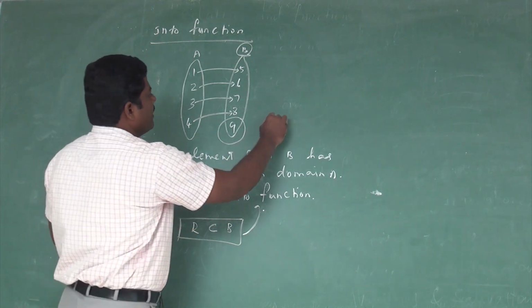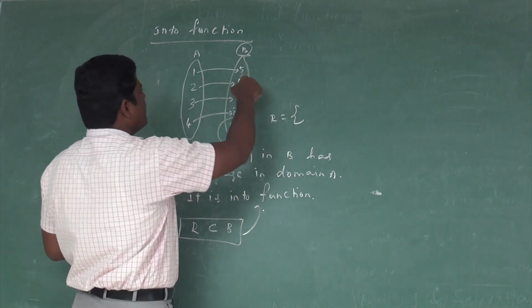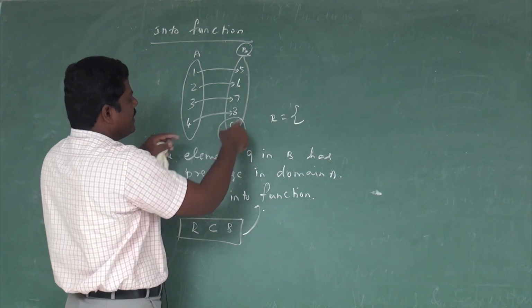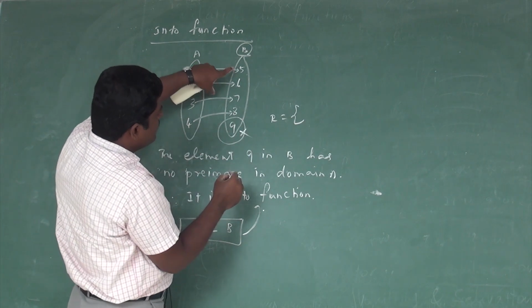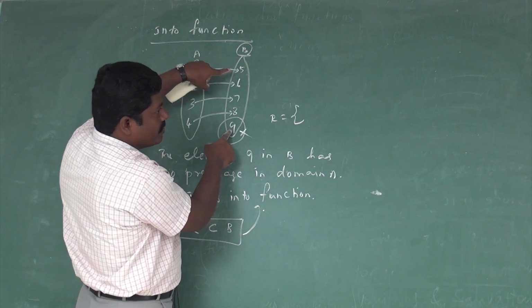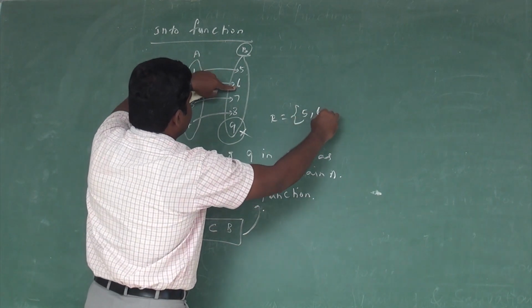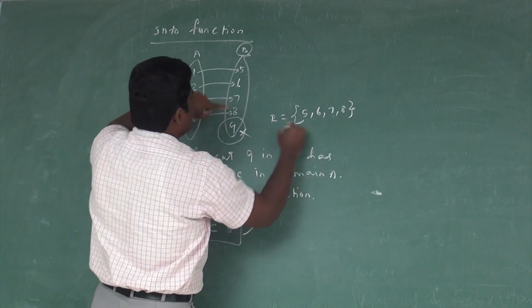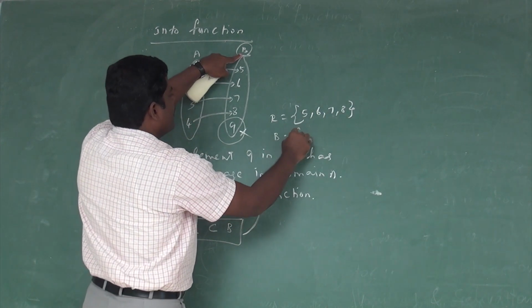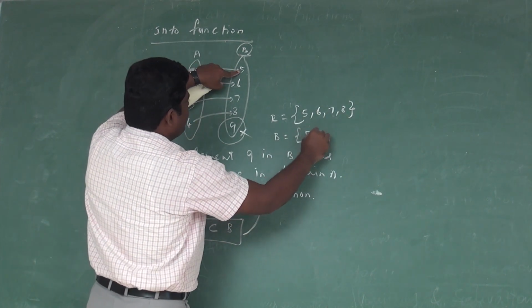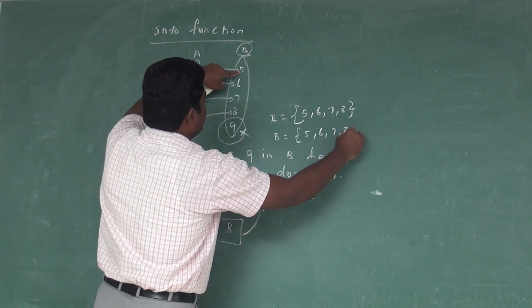Thus here range is what? Range is equal to 5, 6, 7 and 8. 9 is not a range element, so 9 has no pre-image. So 5 has pre-image. So 5, 6, 7, 8 is the range.